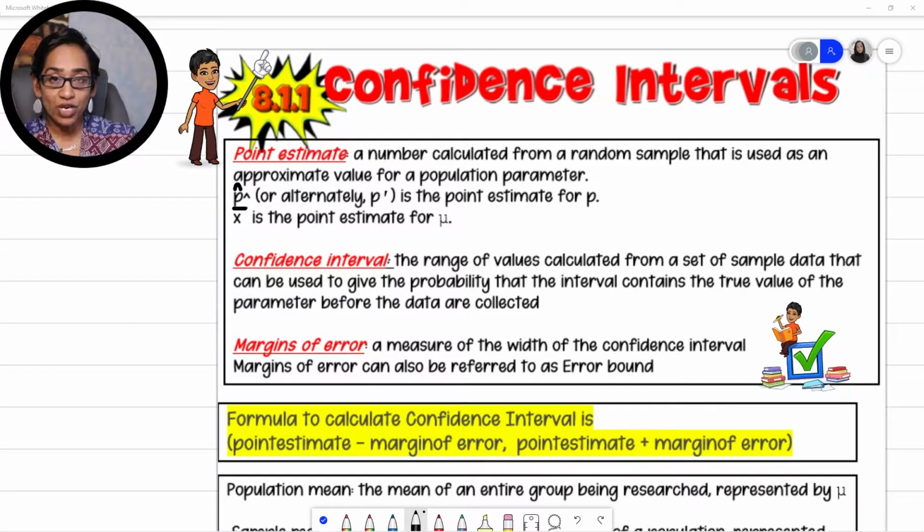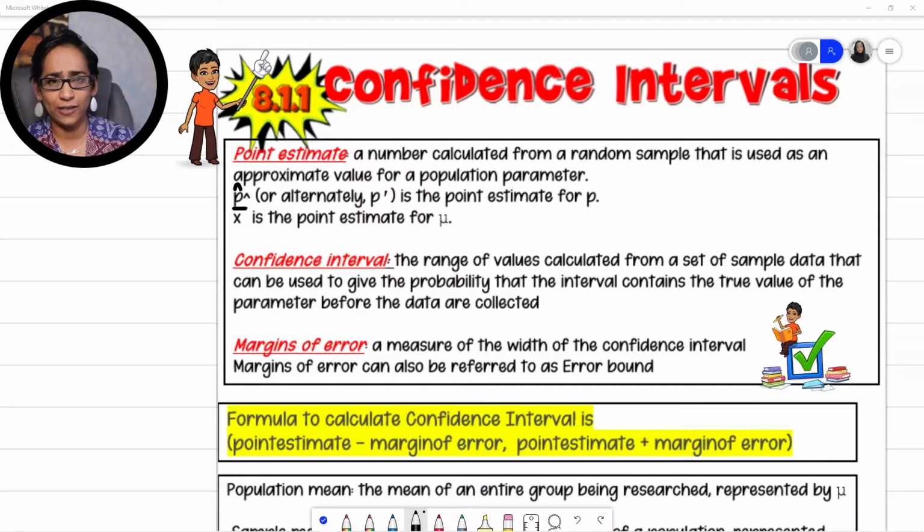So let's go ahead and read what point estimate means. It's a number calculated. So you take a sample, you calculate whatever you're calculating, and the value that you get is called the point estimate. And keep in mind, why do you take a sample? Because you always want to infer about the population. So point estimate is the value that you get from taking a random sample to approximate the population parameter.